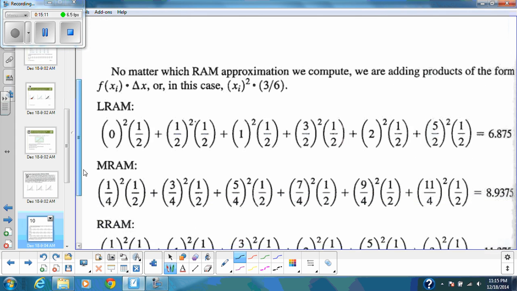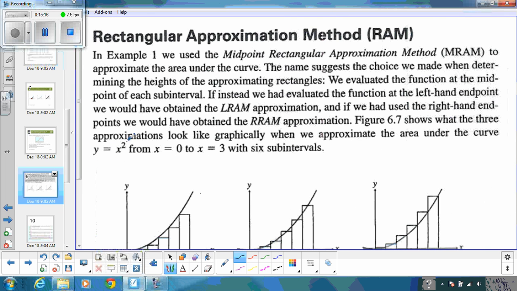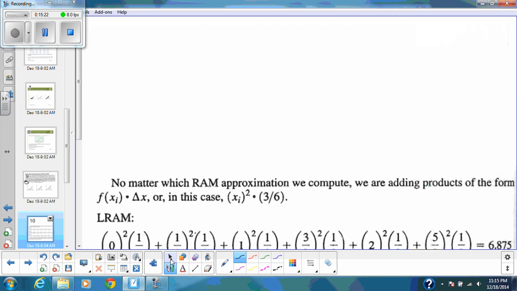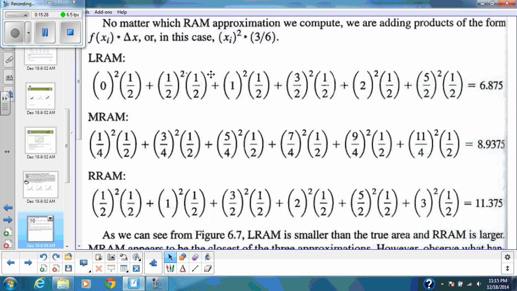So, just showing you different examples, if we had y equals x squared, this shows you how closely connected the different answers are. If you use the LRAM, the left-hand rectangle approximation method, I told you it was an underestimate. It says the area would be about 6.875. I thought the middle one was closest, and the right-hand one was an overestimate at 11.375. And that middle one was 8.9375, and so on.